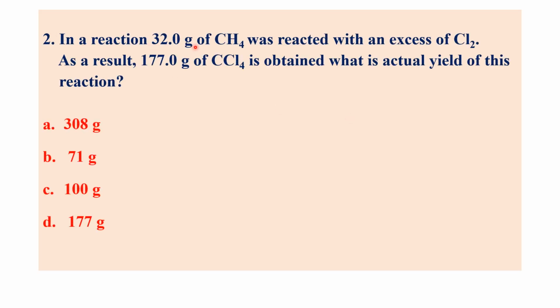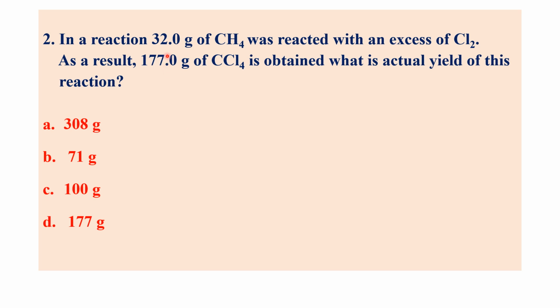In a reaction, 32 grams of methane was reacted with an excess of chlorine gas. As a result, 177 grams of carbon tetrachloride is obtained. What is the actual yield of this reaction? 308 gram, 71 gram, 100 gram, 177 gram.